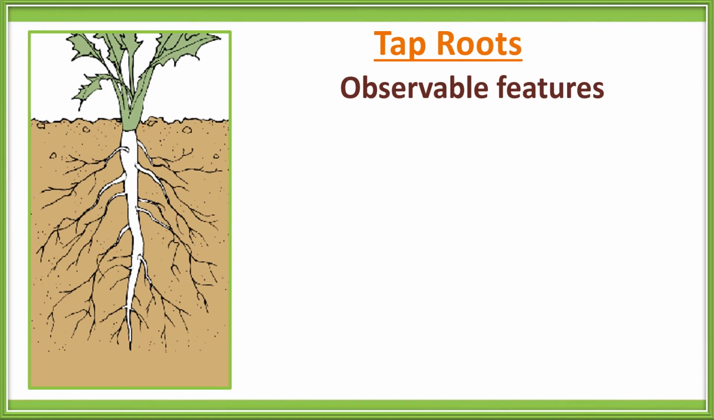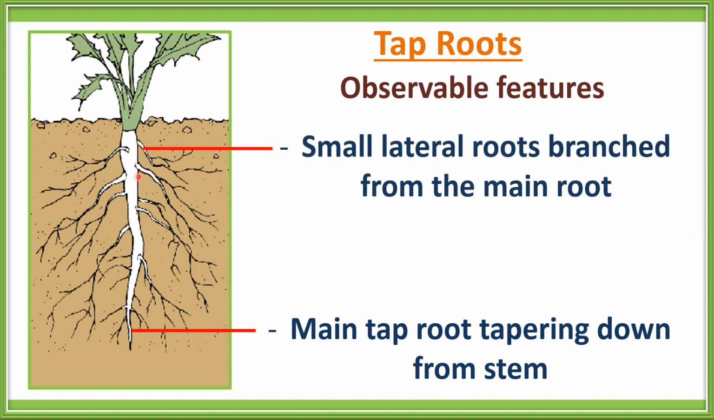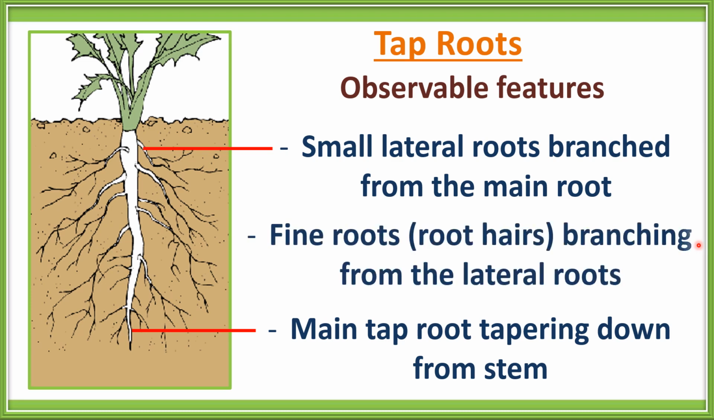Observable features: you can see the main taproot, which tapers down from the stem. They have small lateral roots, which are branching off from the main root, and they have fine roots or root hairs branching from the lateral roots.